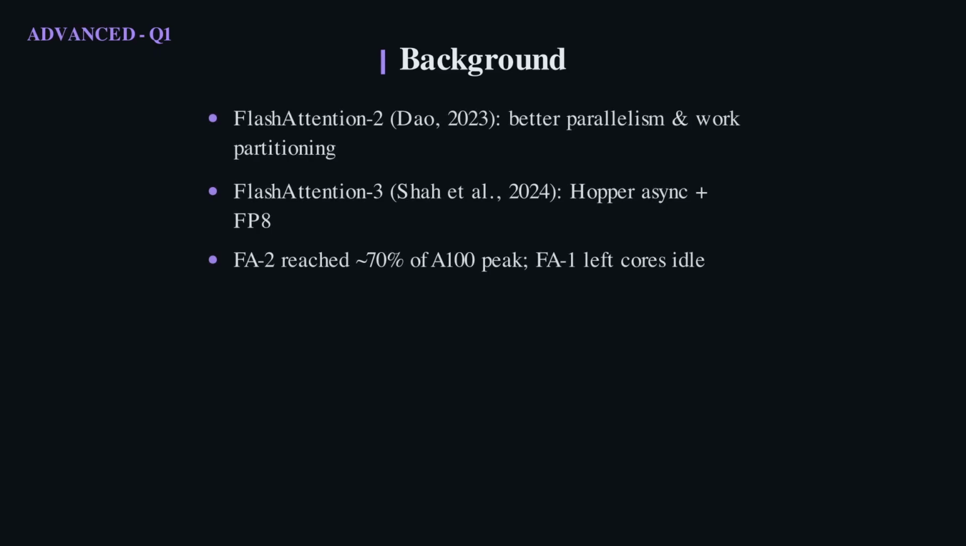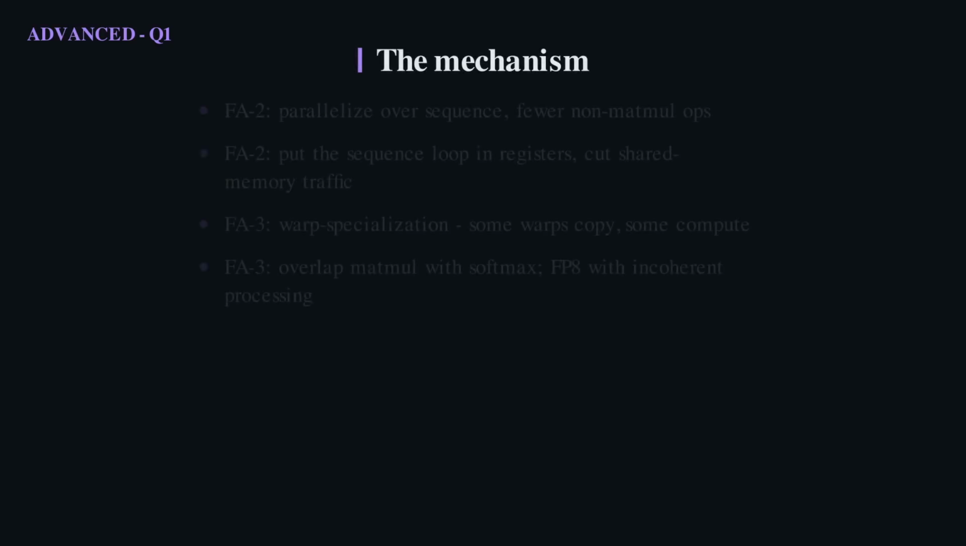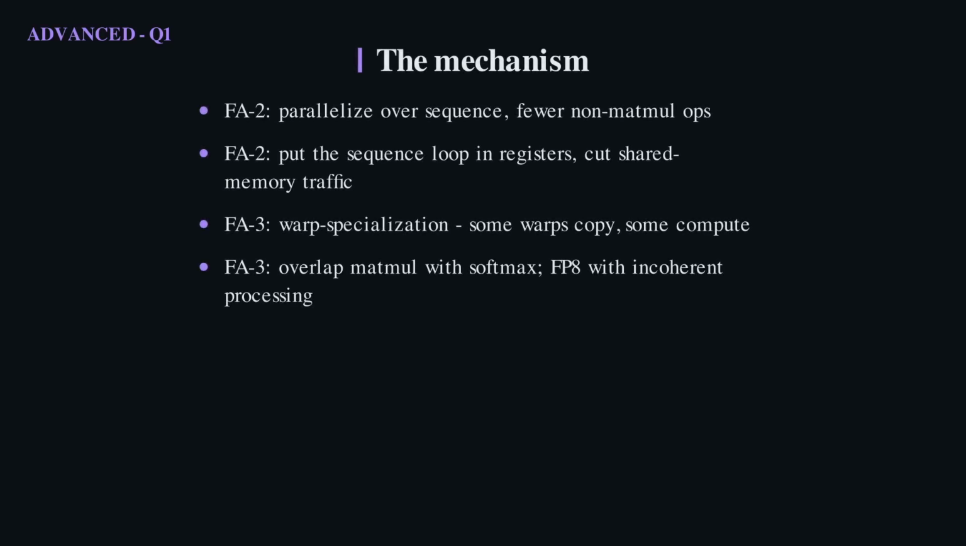FlashAttention-2 from Tri Dao in 2023 rebalanced the work across the GPU. FlashAttention-3 from Jay Shah and colleagues in 2024 specifically exploits the Hopper architecture. Each version chased a higher fraction of peak flops. Version 2 reduced non-matmul operations and parallelized across the sequence dimension. Version 3 splits warps into producers and consumers, overlapping data movement with computation. FP8 support with incoherent processing to control error is the headline of version 3.